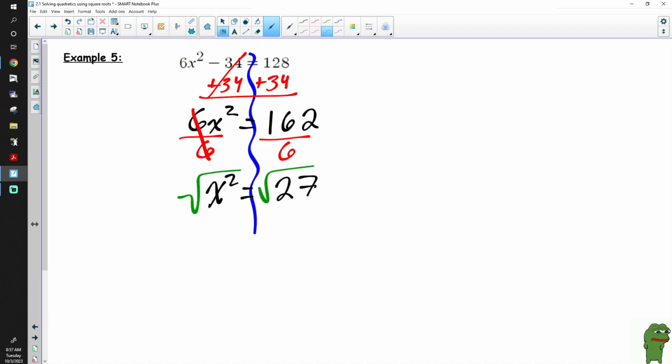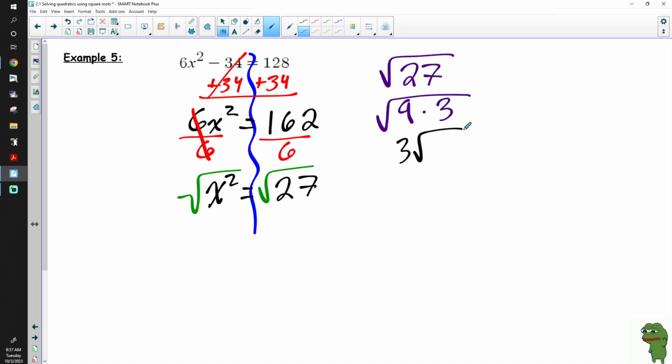Is the square root of 27 an acceptable answer? No, it's not. Because what perfect square can you split 27 into? 9 times 3. What is the square root of 9? 3. So we're left with 3 square root of 3. What is my final answer? Plus or minus 3 root 3.